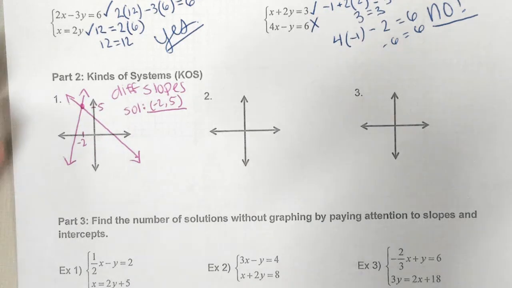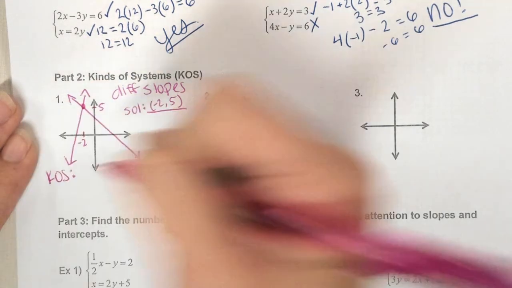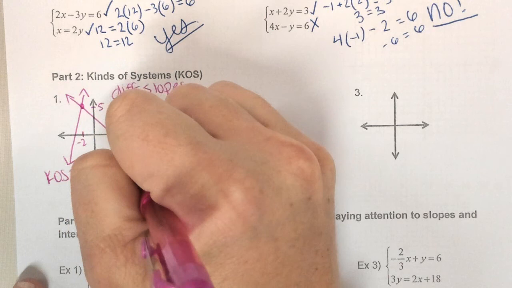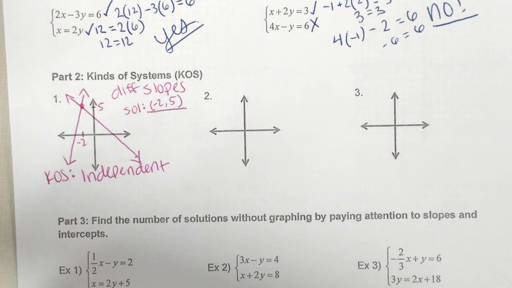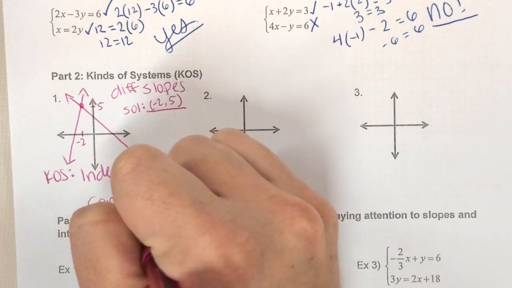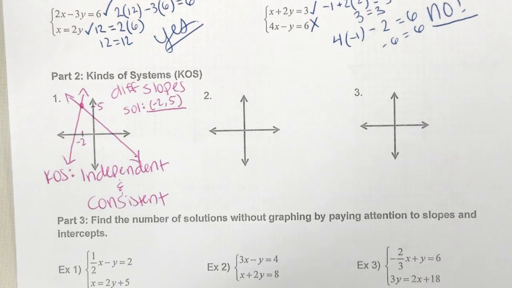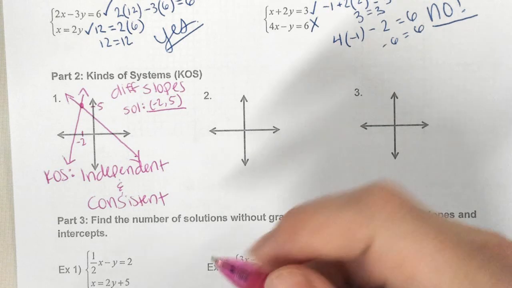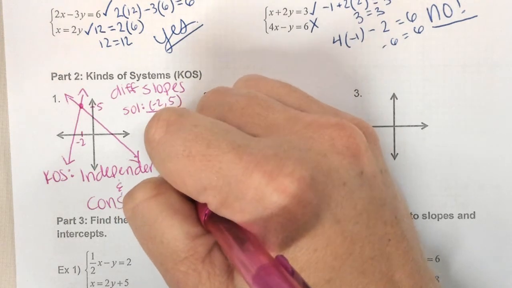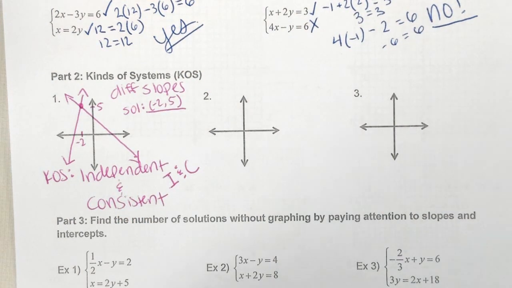Okay? Now, when it comes to kind of system, KOS, this one is independent because they are two different lines, but they touch once. Okay? But they're consistent. So they're independent because their lines, their equations are totally different. Okay, but they're consistent because they have a solution, they have a spot on both lines where they are the same. Okay, now I know when you're working these out, it's a pain in the butt to write those two big old words, so you can just write I and C. Independent and consistent.